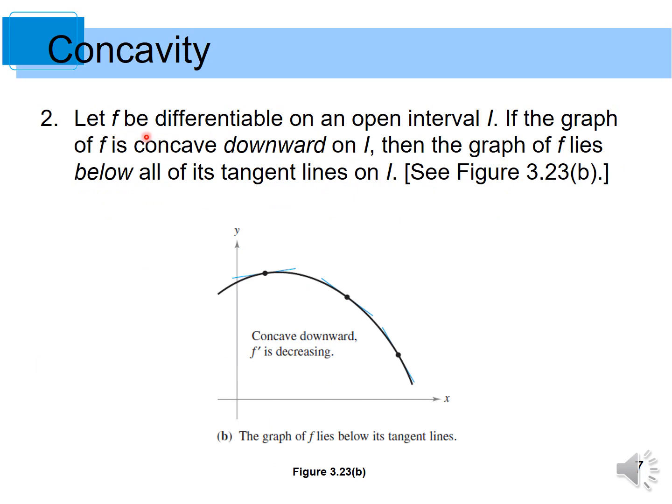Let f be differentiable on an open interval I. If the graph of f is concave downward on the interval, then the graph of f lies below all of its tangent lines on the interval. We say this curve is concave downward because f prime is decreasing. Look at the blue line, the tangent line. They are decreasing.